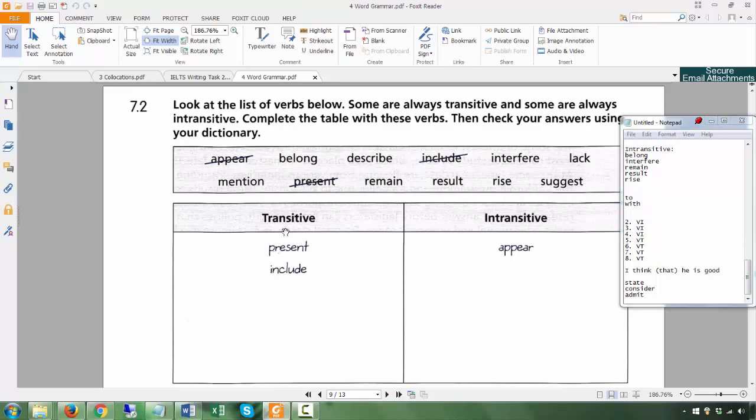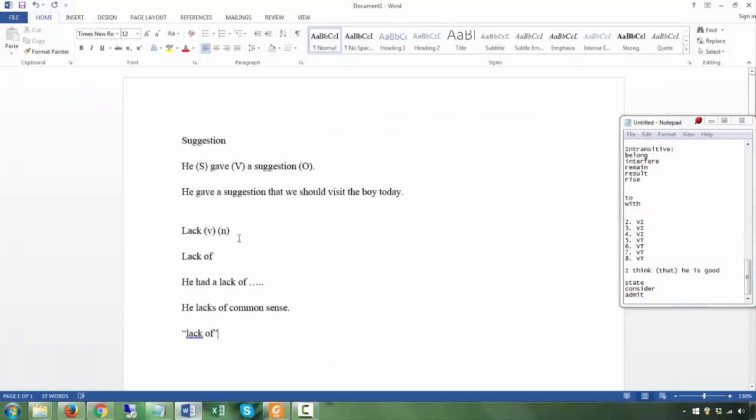What does a transitive verb mean? It means that after that you need an object. You cannot have a preposition, otherwise it will be intransitive. So when you want to use lack as a verb, rather than "he lacks of", it is "he lacks common sense." Directly this is the object, no preposition in between the verb and the object.